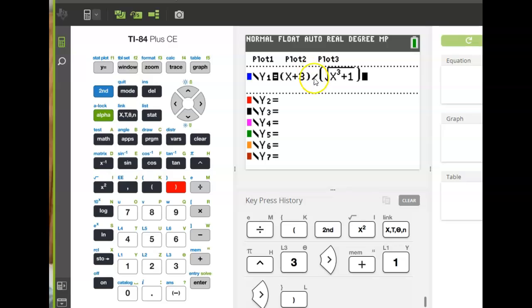So let me show you what I did. I typed it into y equals. Make sure you use parentheses. If you're doing it like I did, you put parentheses around the numerator x plus 3. If you don't have those parentheses around x plus 3, it's going to be taking the wrong function.